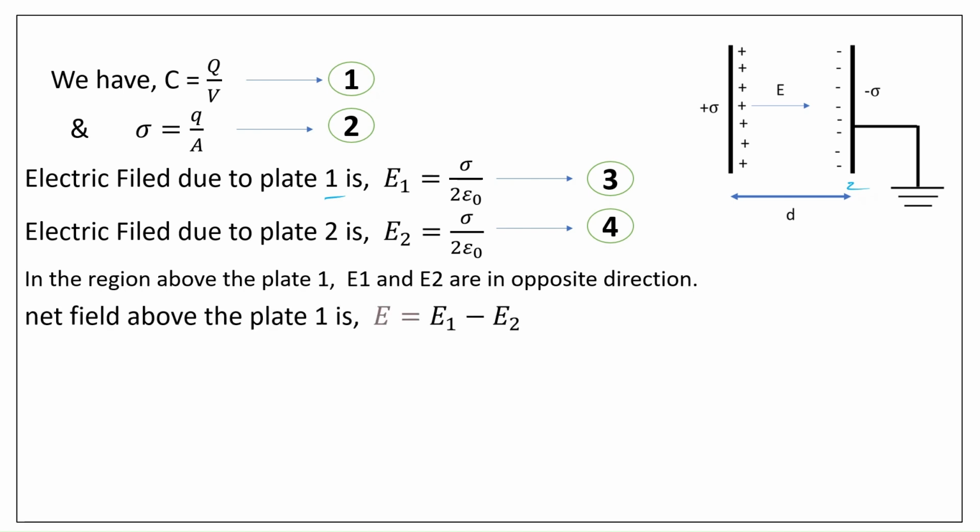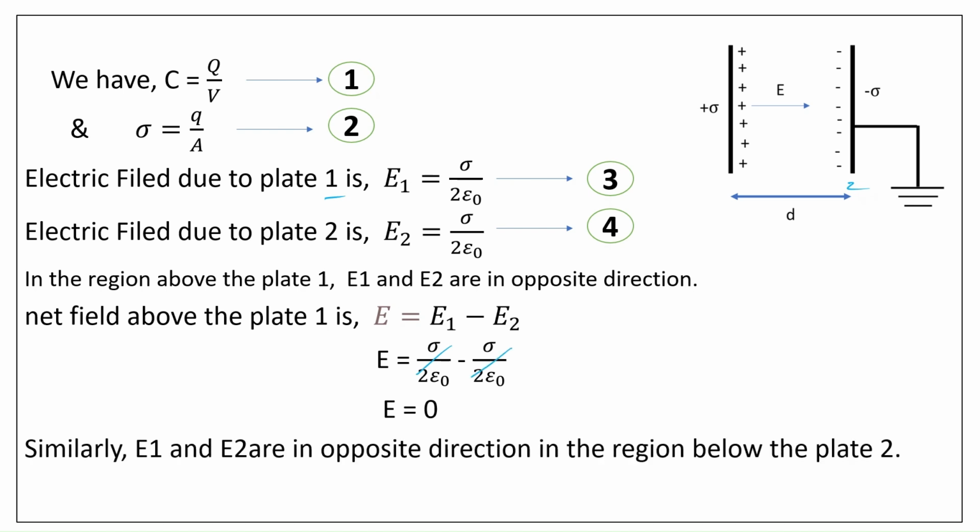Therefore, net field above the plate 1 is E is equal to E1 minus E2. Substitute E1 and E2 values. That is equation 3 and 4. We get E is equal to 0. Similarly, E1 and E2 are in opposite direction in the region below the plate 2. Net field, E is equal to 0.